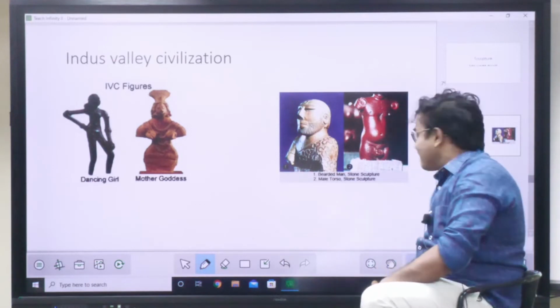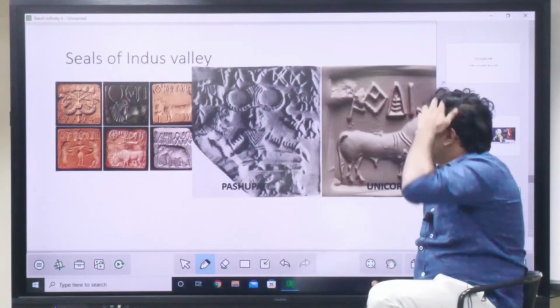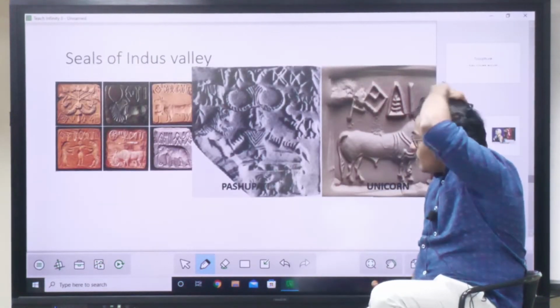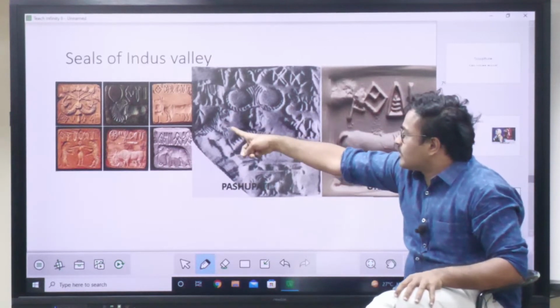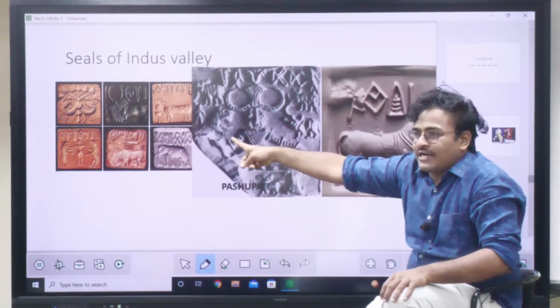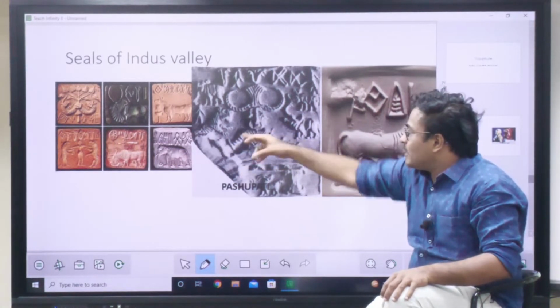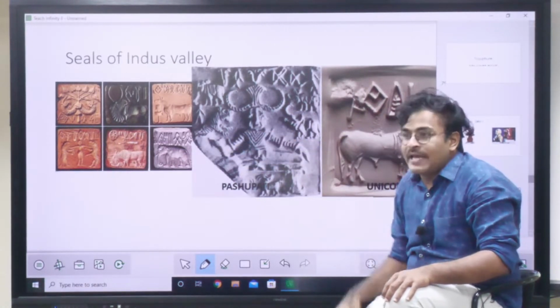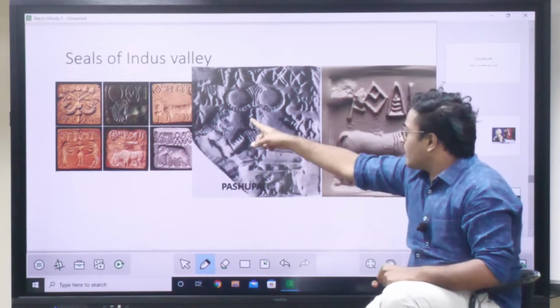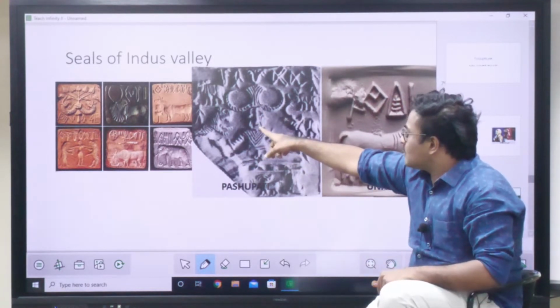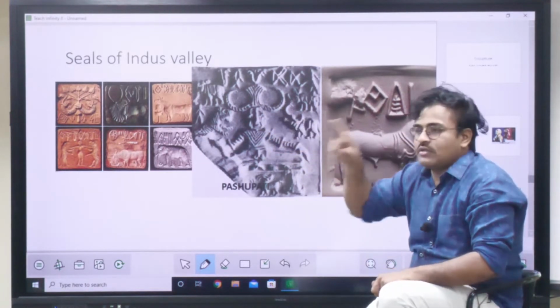Next one is the seals of Indus Valley civilization. See this. The first image is of a totem. That is unexplainable, right? It is a very, very complicated totem image. The second one is the image of a bull with a large mane, with huge horns. And this third image is the image of a unicorn. Single horn is there.